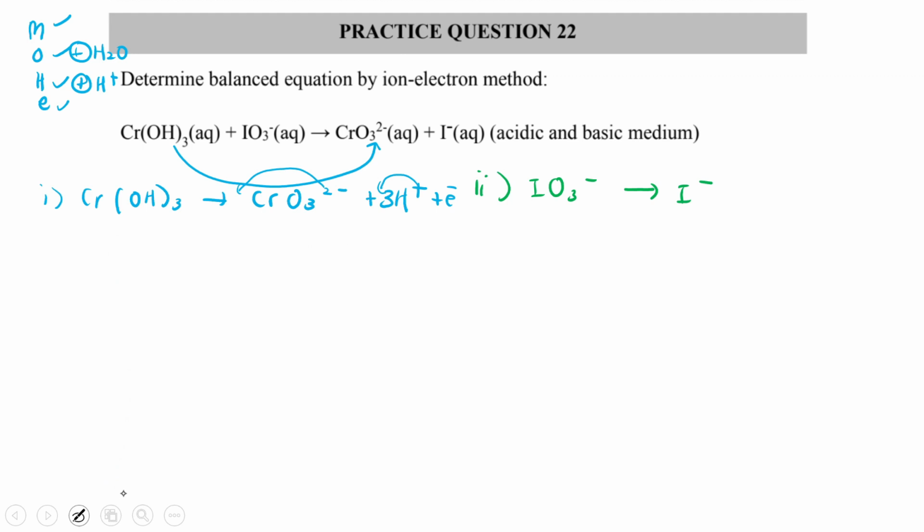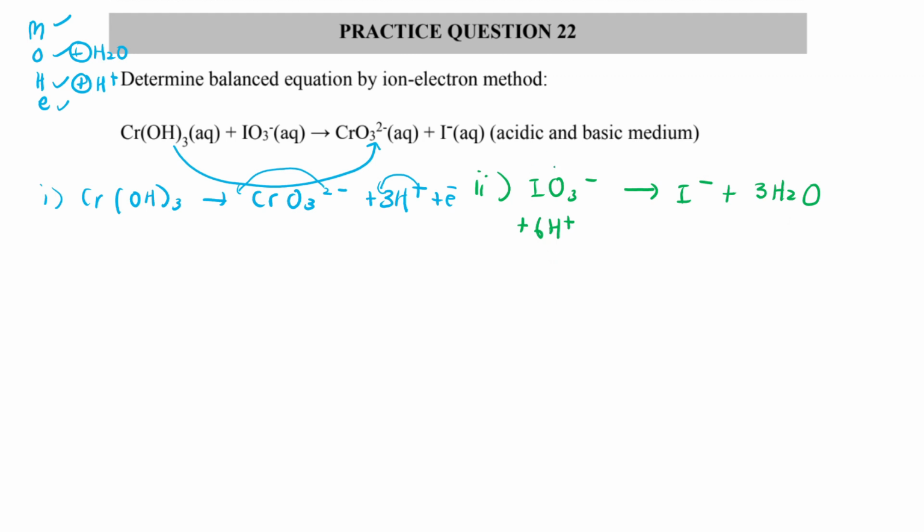Okay, now we go for the second half equation. Here we have 1 I, 3 oxygen, and no oxygen on the right. To balance for oxygen, we add water. How many water? 3 water. So we have extra 6 hydrogen on your right hand side, so we balance by adding 6 H plus. Okay, so all elements are balanced.